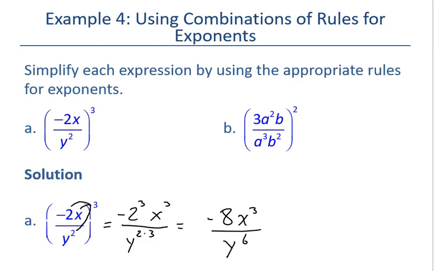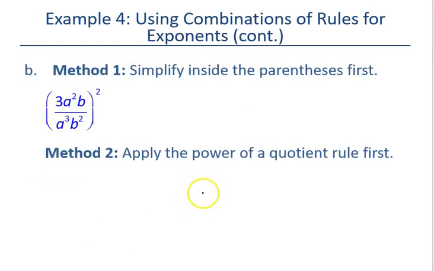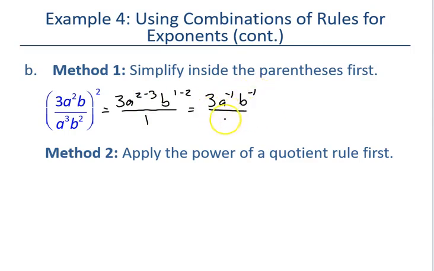Let's do another one here. Notice we're going to do this in 2 different methods. First off, we can simplify by doing the parentheses first. If we did that, remember, we can come in here and look carefully. This will turn into 3, a to the 2 minus 3, b to the 1 minus 2, and for right now I'm just going to keep a 1 on the bottom. I'm going to keep the 3 there, and then 2 minus 3 is going to give me a to the negative 1, and then I'll have b to the negative 1 all over 1.